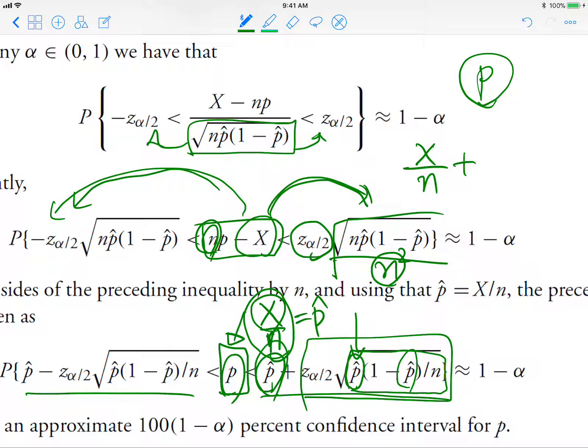Then I think we studied that this x divided by n is the maximum likelihood estimate, the point estimate of this true parameter p in the binomial random variable, right? So please review them.